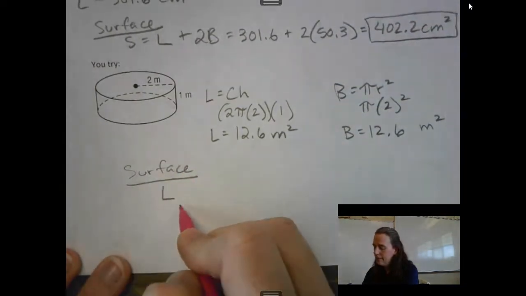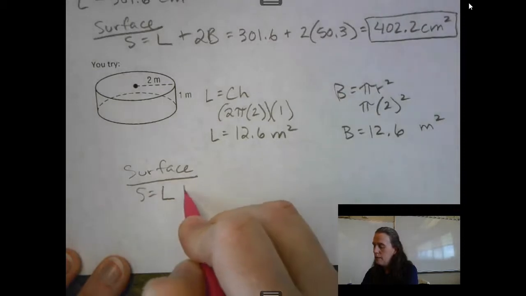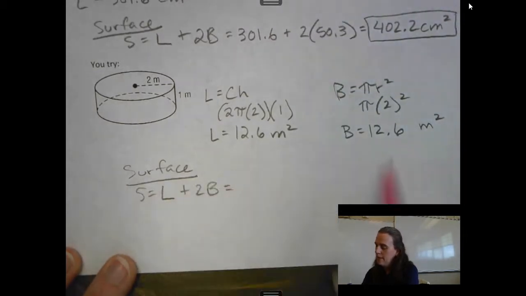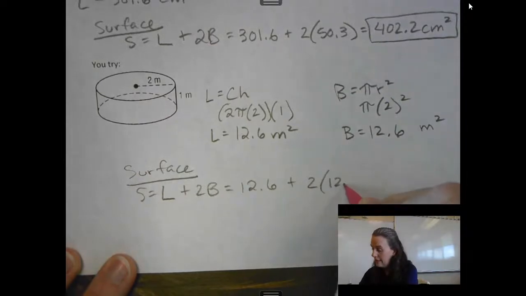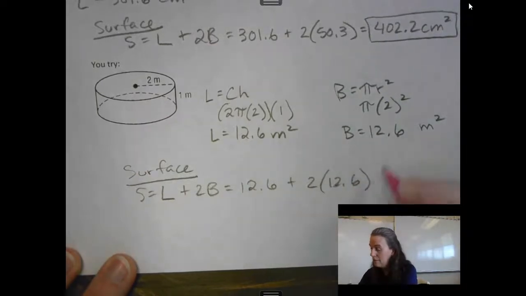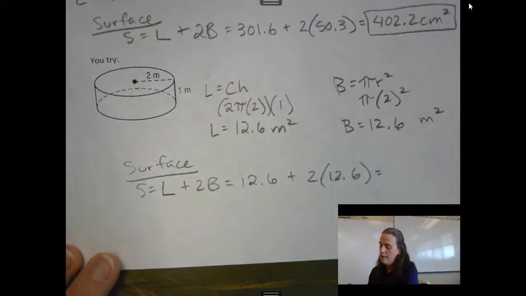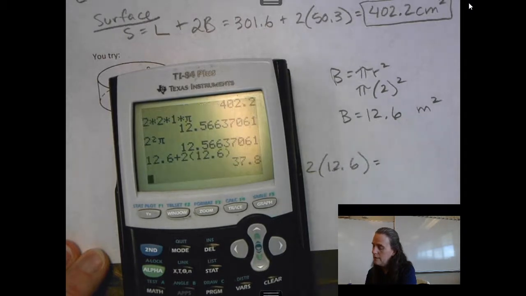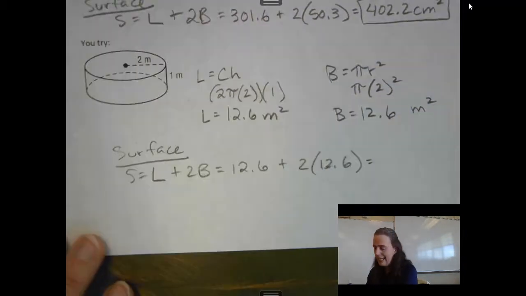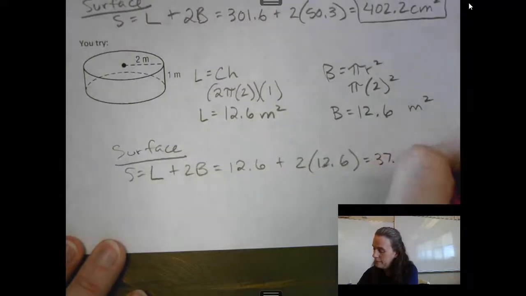Surface area. So we need the lateral area. Let's see, I did that. Plus 2 bases. 12.6 plus 2 of these guys, because there's a base on the top and a base on the bottom. And let's see if we get this. 12.6 plus 2 times 12.6. Altogether, 37.8 meters squared.